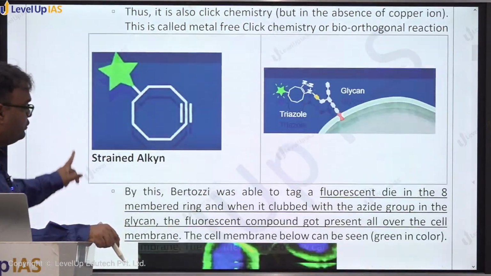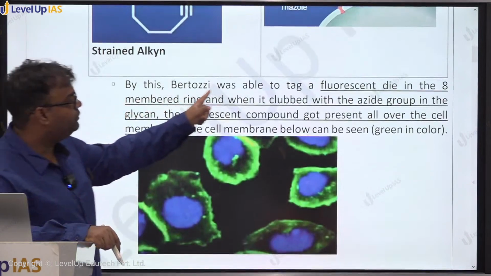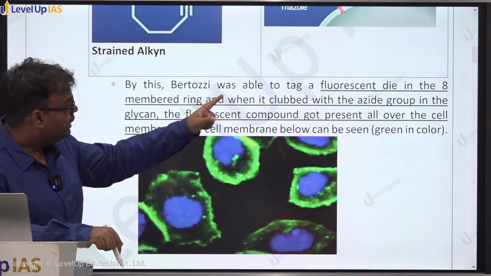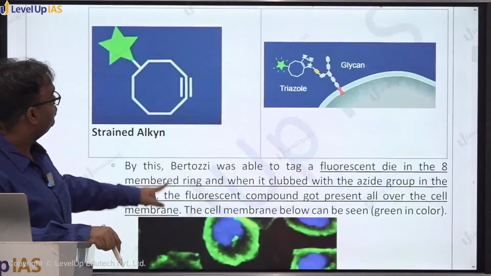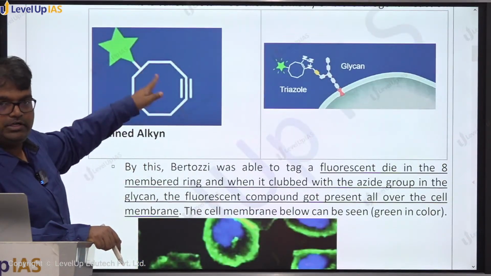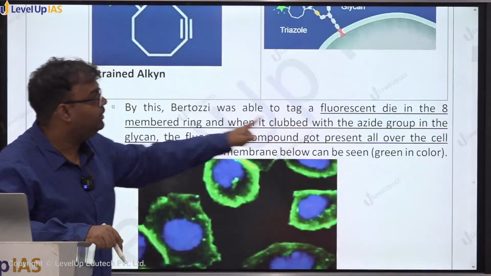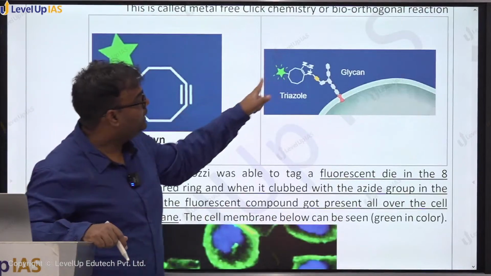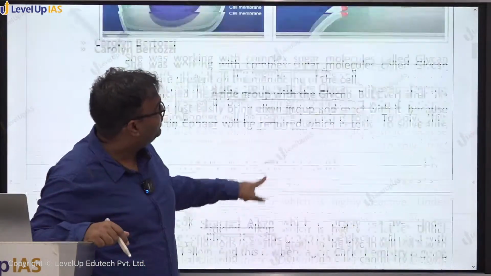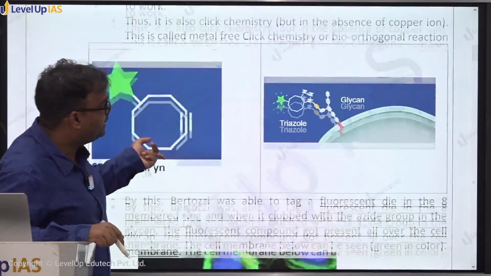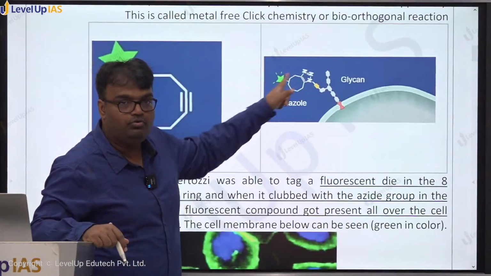So through this, what she was able to achieve, by this Bertozzi was able to tag a fluorescent dye, a colorful dye, in the 8-membered ring. So this dye was there. She had attached this with 8-membered ring. And when it clubbed with azide group, when this 8-membered ring reacted with this azide group here, this azide group that we had added here, when this 8-member ring reacted with this azide group, this compound was formed.